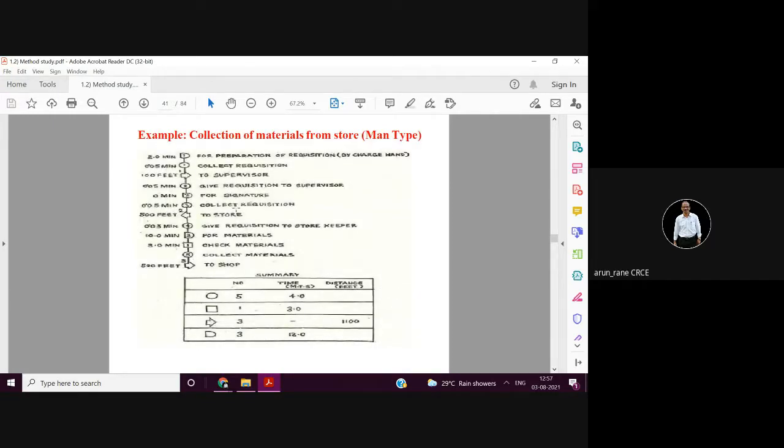So man type may now suppose let's say collection of materials from the store. Okay. So what are the different activities? So these are called the therbligs. इसको हम लोग therbligs बोलते हैं.